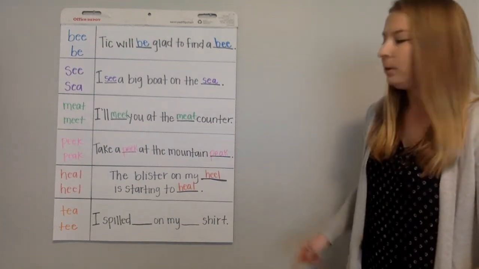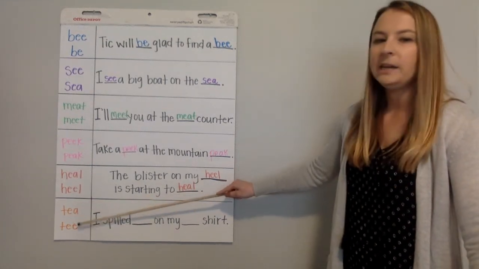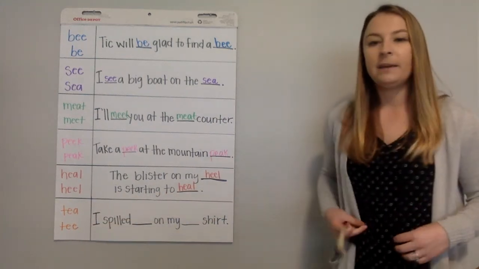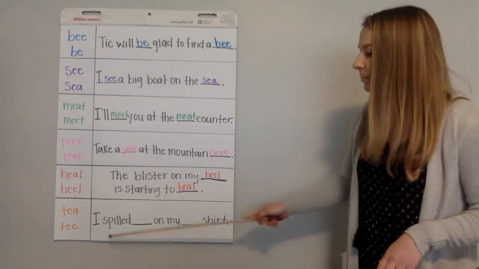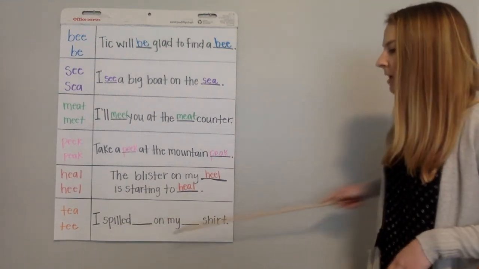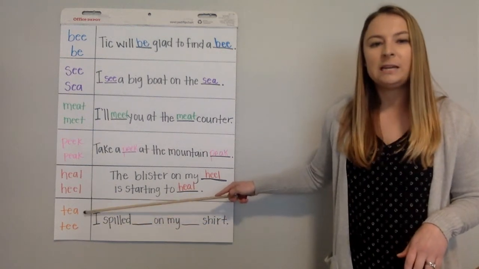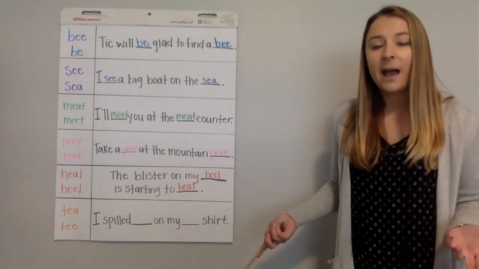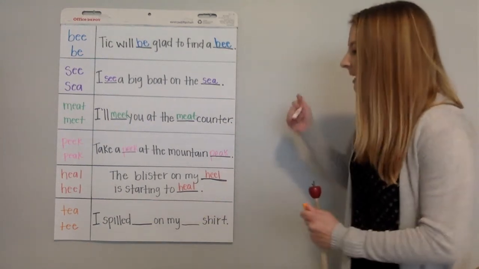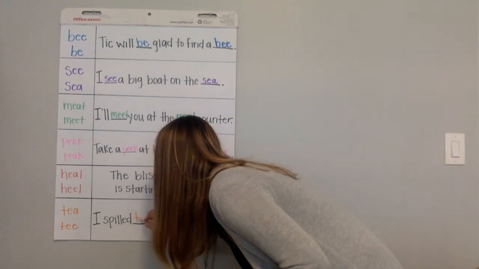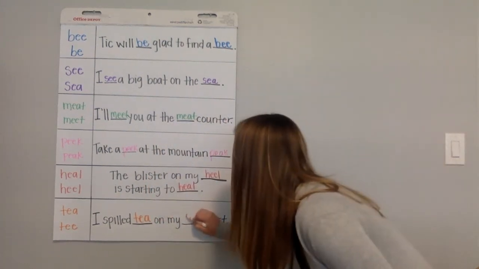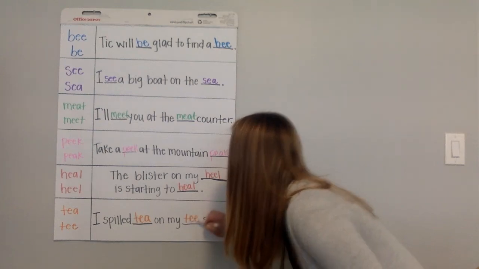Our last example uses tea and tee. The first tea being like the kind of tea you drink, and the second tee being like a kind of shirt you might wear. I spilled blank on my blank shirt. I know that between these two, the tea that I drink is something I would be able to spill. So that will let me know that I spilled tea, T-E-A, on my tee, T-E-E, shirt.